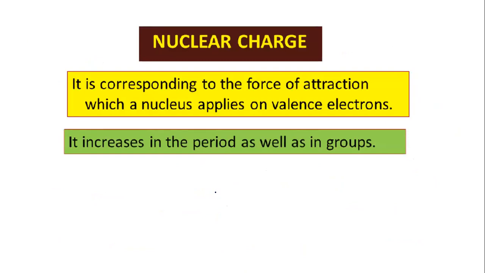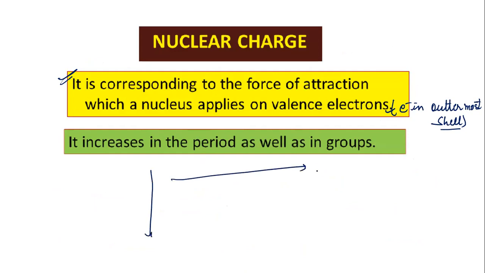First of all, we have discussed nuclear charge. Nuclear charge corresponds to the force of attraction which the nucleus applies on the valence electron. Valence electrons are the electrons in the outermost shell. It increases in a period as well as in a group. Nuclear charge will always increase from top to bottom and from left to right. You know that thing?